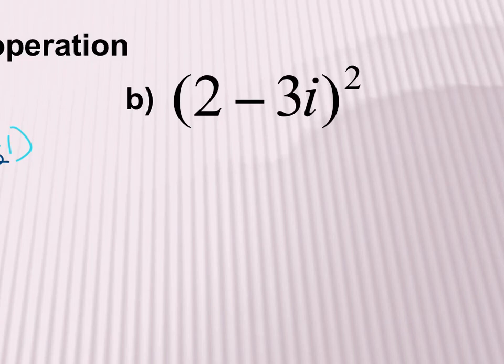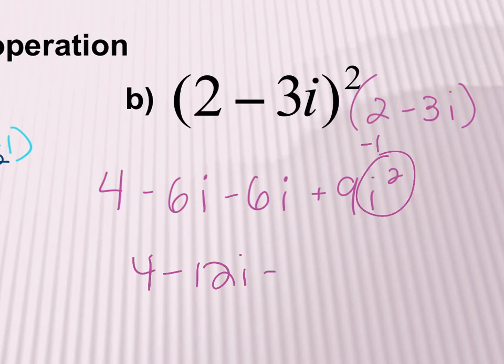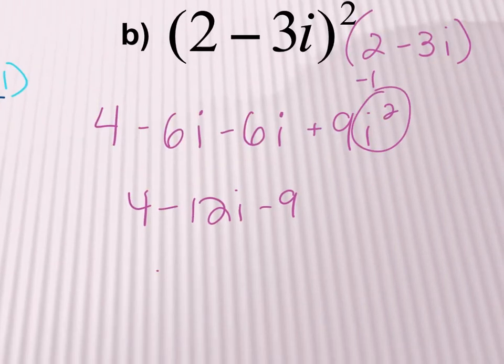Okay, so B is not 2 squared and negative 3i squared, right? You got to expand it and FOIL it out. 2 times 2 is 4, minus 6i, plus 9i squared. 4 minus 12i, this becomes negative 1 minus 9, and I get negative 5 minus 12i.